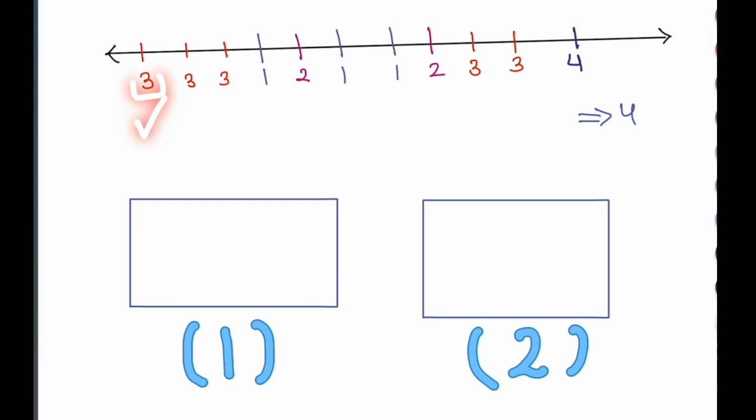This is a valid window. This is a valid window. This is a valid window, and even this is a valid window. But since this is an invalid window, let's try to decrease the size of our window. Now this is a valid window.